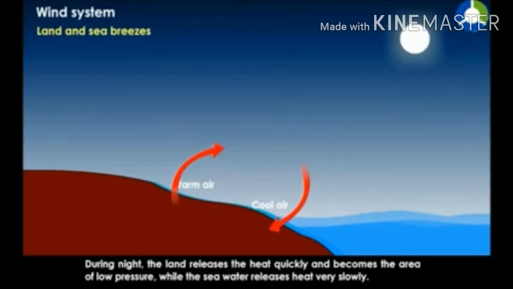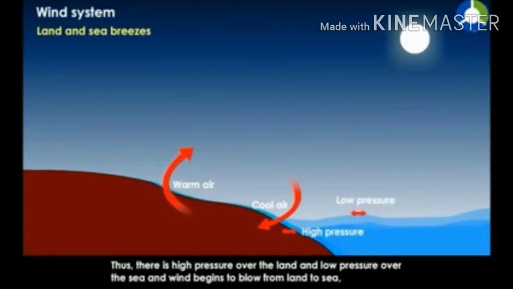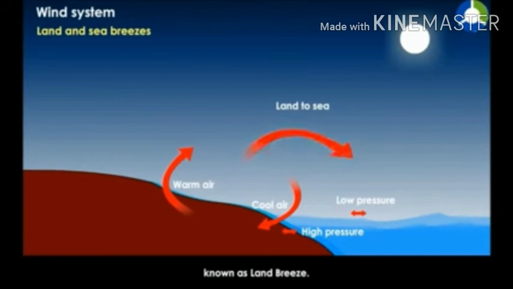During night, the land releases the heat quickly and becomes the area of low pressure, while the sea water releases heat very slowly. Thus, there is a high pressure over the land and low pressure over the sea, and winds begin to blow from land to sea, known as land breeze.